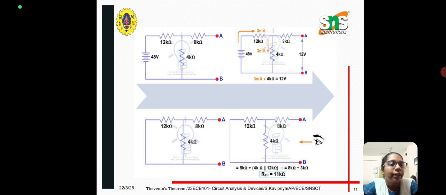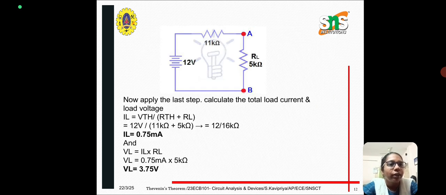For calculating the RTH, we have to remove the load resistor and short circuit the voltage source. Here the VTH value is 12 volt and the RTH value is 11 kilo ohm. After that we have to draw the Thevenin's equivalent circuit, which consists of the VTH in series with the RTH and the load resistor. The load resistor is mentioned in the circuit diagram in the question itself.